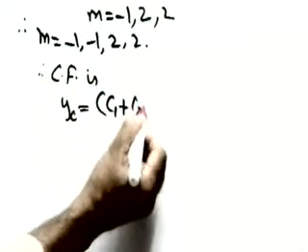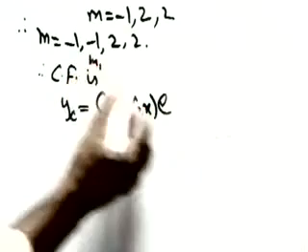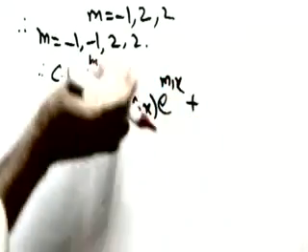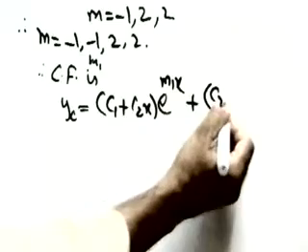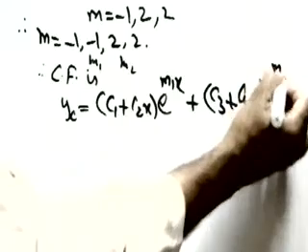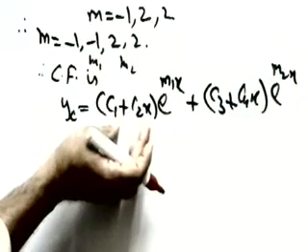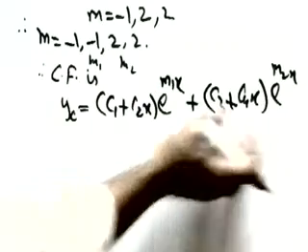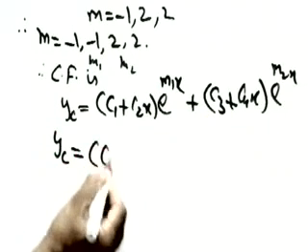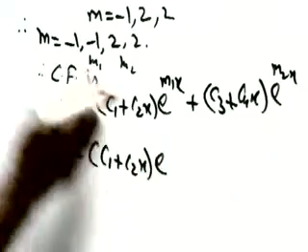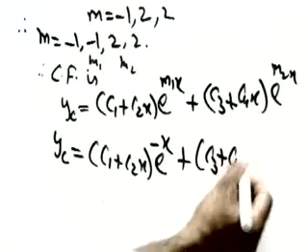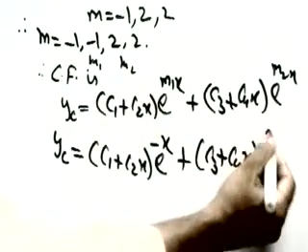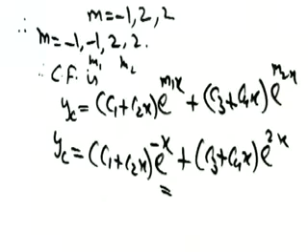For two equal values of m, we have the formula c1 plus c2x e power m1x. Let me denote this by m1x. These two are also the same. Let me continue now. Already we wrote c1, c2, let me continue with c3 plus c4x e power m2x. These two are equal. For equal roots we have this formula, again this formula. Now let me substitute the values. Yc equals c1 plus c2x e power minus x, since minus 1 into x is minus x, plus c3 plus c4x e power 2x, since 2 into x is 2x.